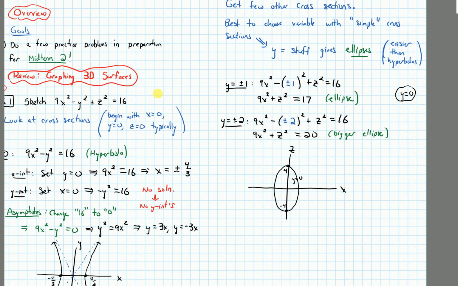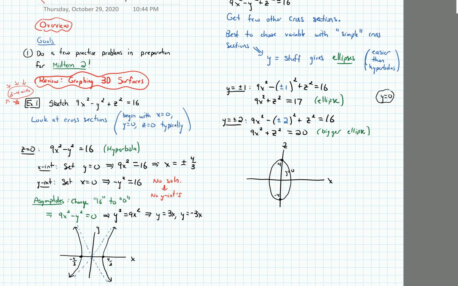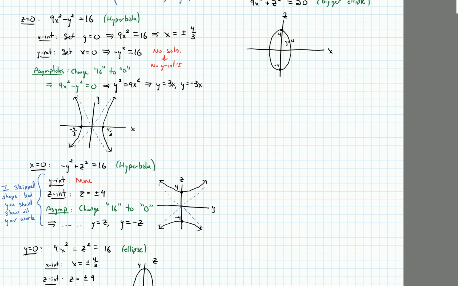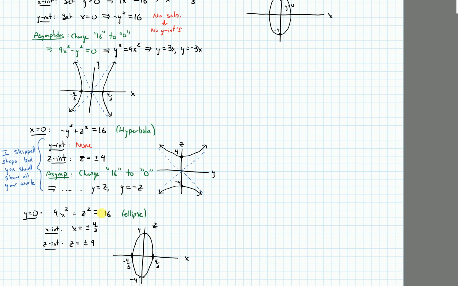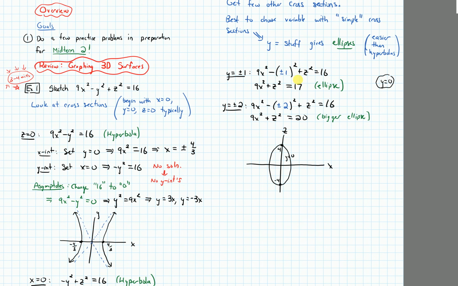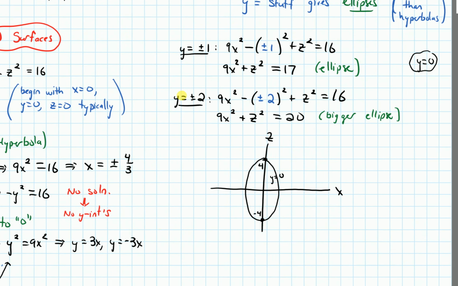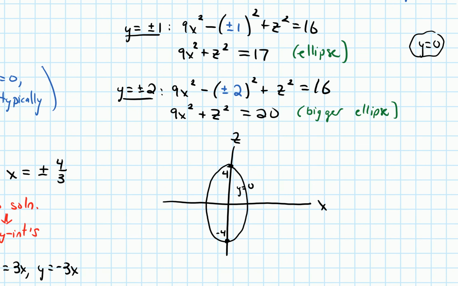So for that ellipse, when y equals 0, let me scroll it down a little bit. So when y equals 0, the right-hand side of our equation was 16. If we compare that to the right-hand side of our equation now, it's 17 for this first ellipse. So that means it's going to be even bigger than this one. So I'm going to draw another ellipse, a little bit bigger than this one. Not too much, just a little bit bigger. So that's the cross section that we get from y equals plus or minus 1.